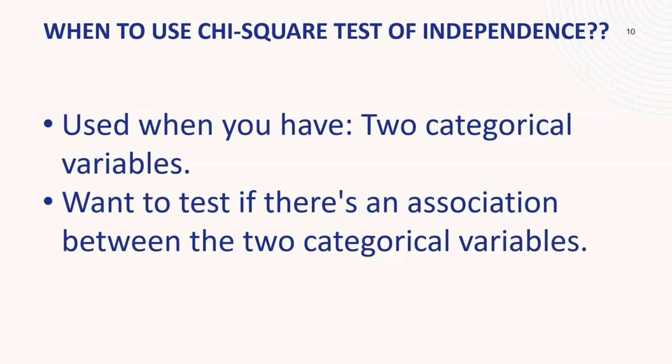Now, you need to understand that when you will be applying a chi-square test of independence, you need to apply it when you have two categorical variables in your data, and when you need to understand whether the two categorical variables are associated to each other or not.